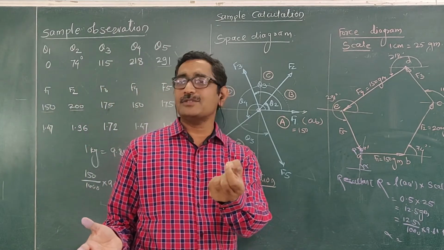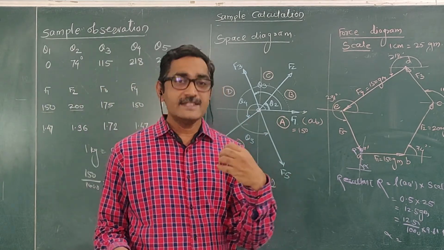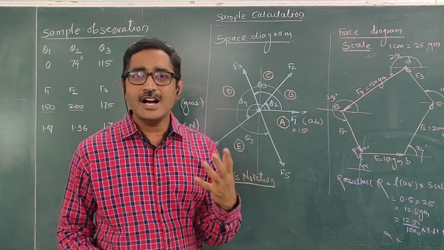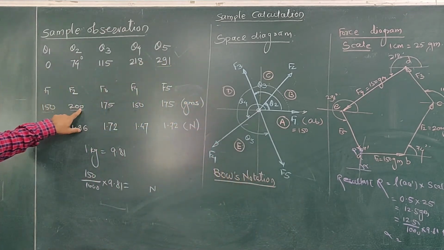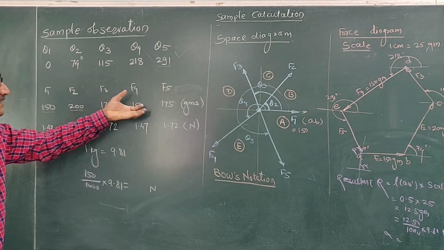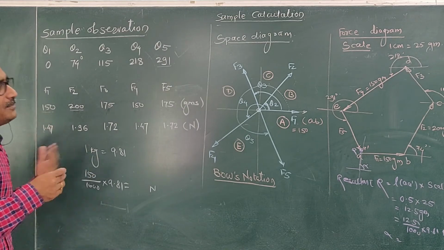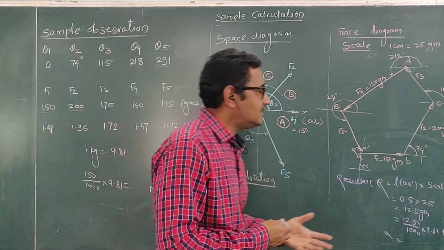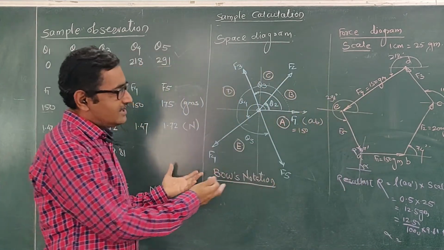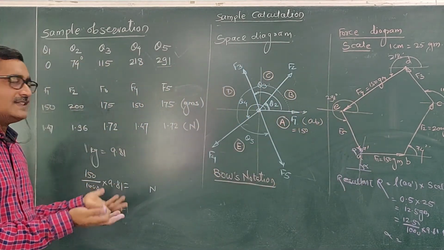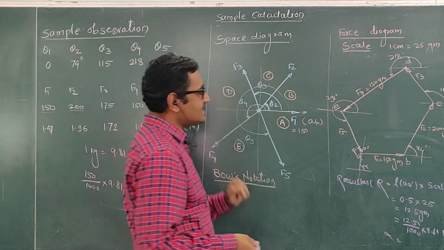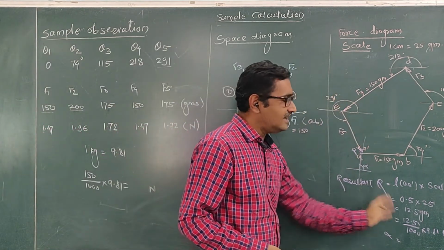Here the pulleys are not exactly frictionless. Second, there may be some parallax error. The third one, maybe we are taking the readings in 25 grams, we are not applying a force less than 25 grams, and because of that also there may be some error. Now again, the law of polygon of forces itself is verified here, but apart from this, from this base diagram we have calculated this resultant graphically.